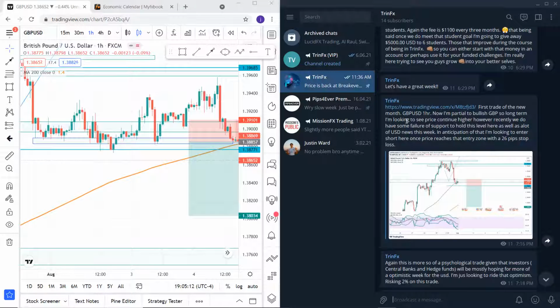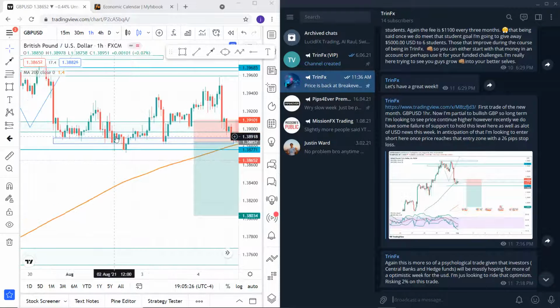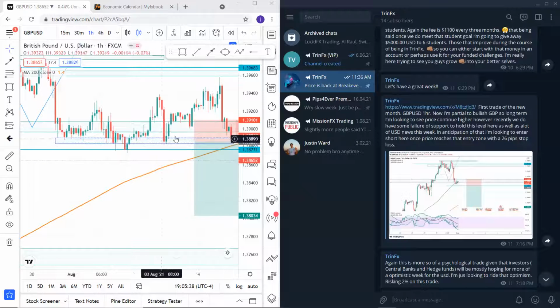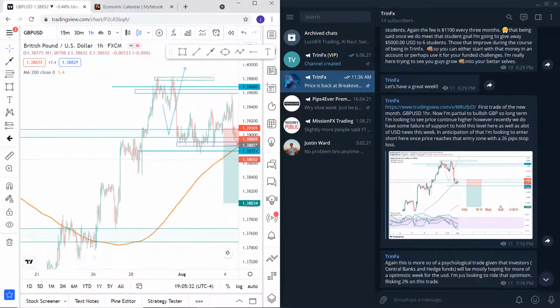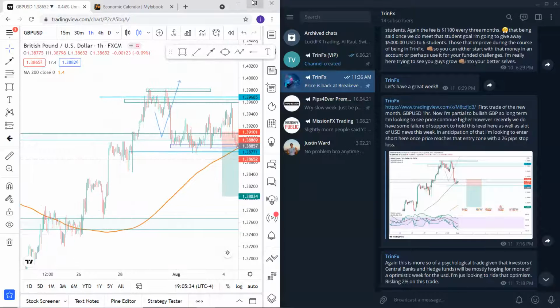So long term, I was looking at GBP to see more strength in it to continue higher. However, recently we do have some failure to hold this support level here, as well as a lot of USD news this week. So in anticipation of that, I was looking to enter short once price reached that zone, right at the bottom of this larger support area.